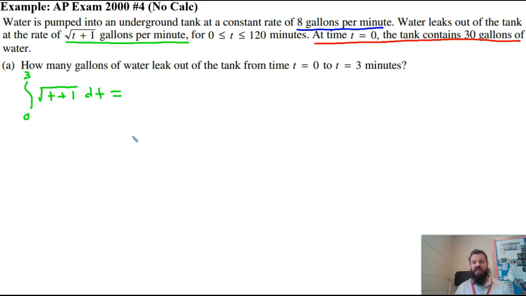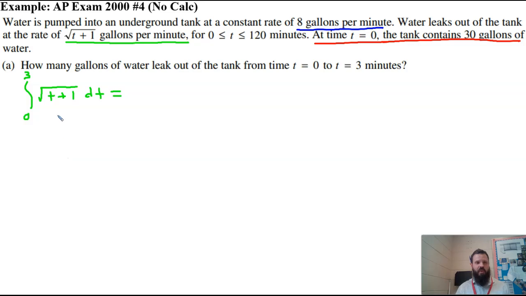All right, so evaluate that, and that's going to give us the total amount leaked from t equals 0 to t equals 3. Now, something to consider is we're leaking. So are we subtracting this? Here we're just looking for a total amount leaked. We'll give it a positive answer, but something to consider as we go through the rest of the problem.